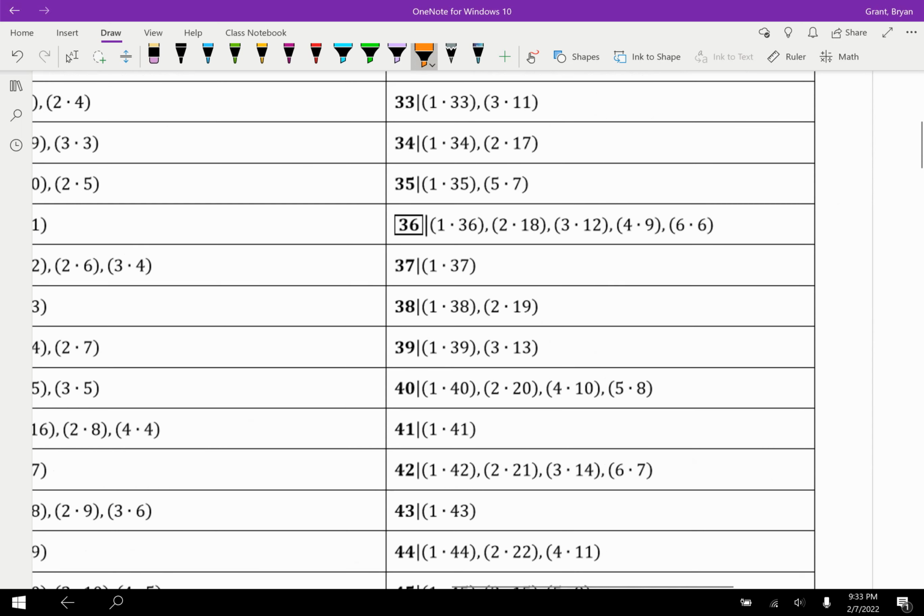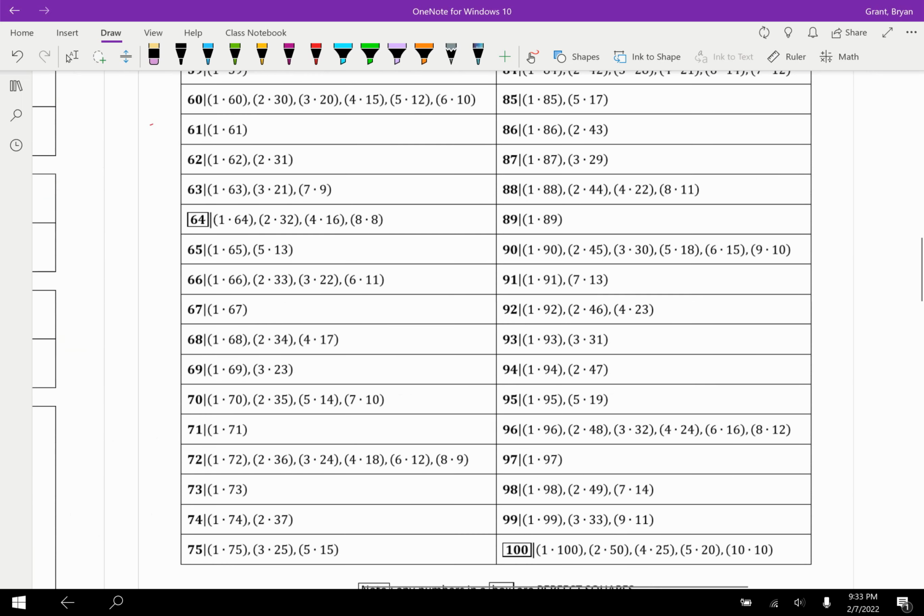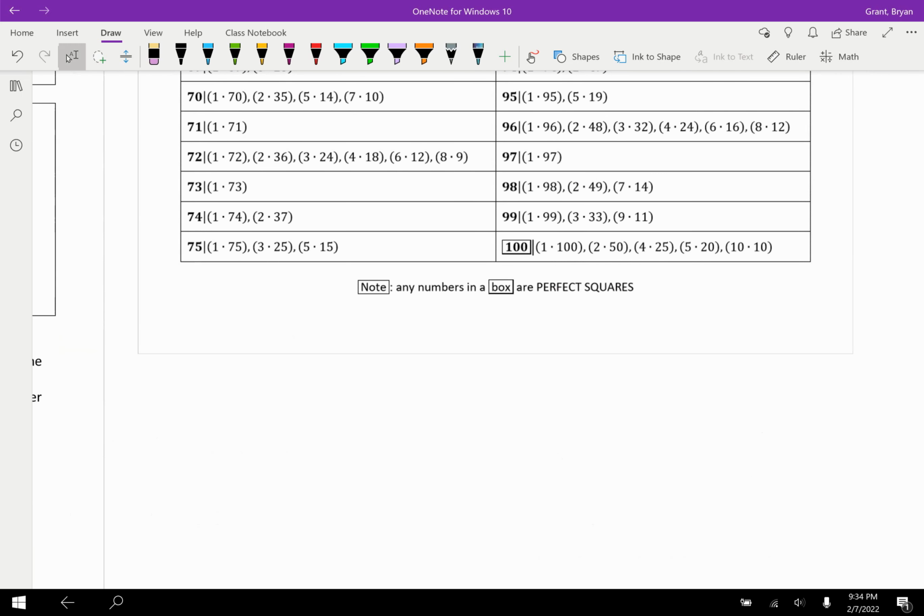Right? If you were to take the square root of 36, where is it? Up there, the square root of 36 is 6. 6 times 6 is 36. So this lists all the factors of every number from 1 to 100. You really, really need to save this page. It's going to save you in the next topic, but also for this one.